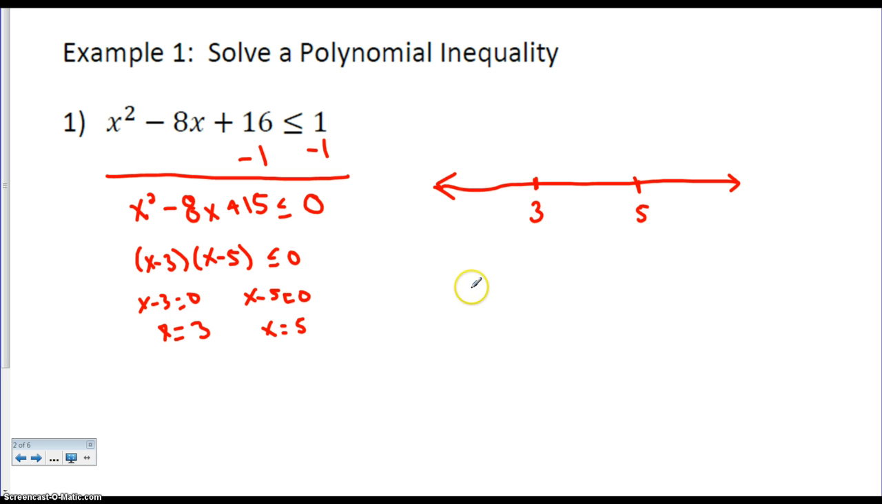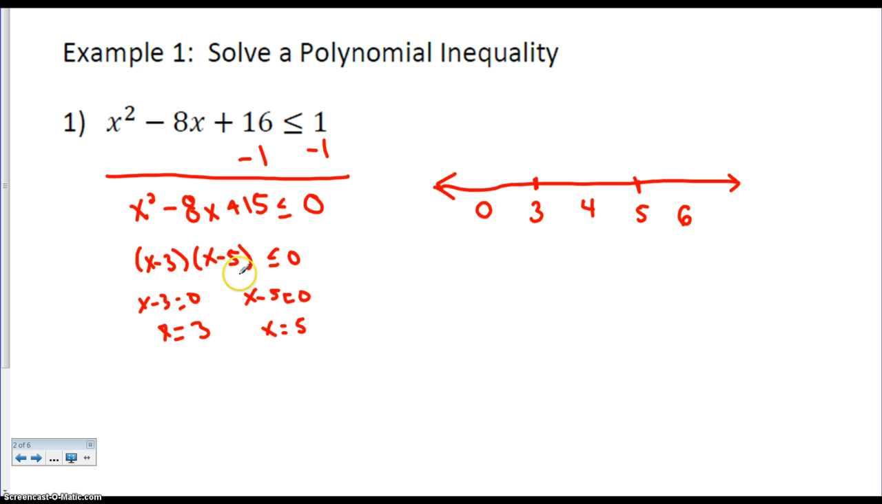In order to find out if it's going to be between these two values or going in opposite directions, I'm going to have to plug in values that are on this side of 3, between 3 and 5, and on this side of 5. So I'm going to plug in 0 into this inequality, I'm going to plug 3 into this inequality, I'm going to plug 4 in because it's between 3 and 5, and then I'm going to plug in 6.